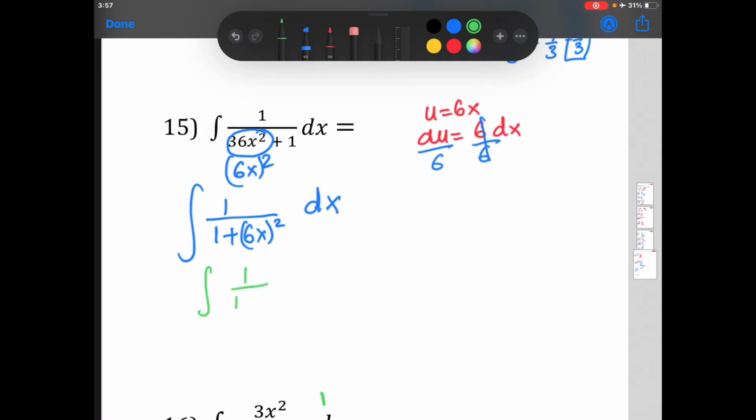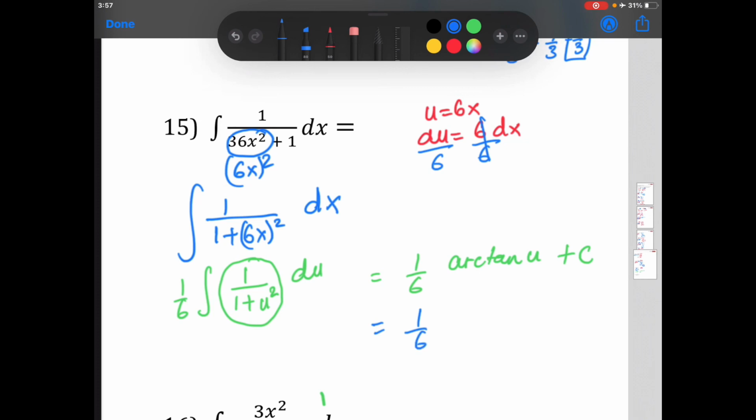So let's rewrite this. This would be 1 over 1 plus u squared, and I'm going to pull out the 1/6 du. Look at this. Whose derivative gives me 1 over 1 plus u squared? It is arctan. So it's going to be 1/6 arctan of u plus c. So substitute back your u. So your answer is 1 over 6 arctan of 6x plus c.